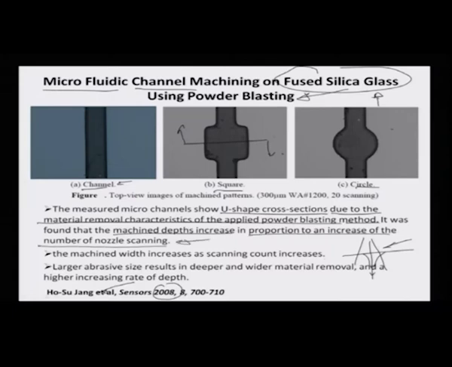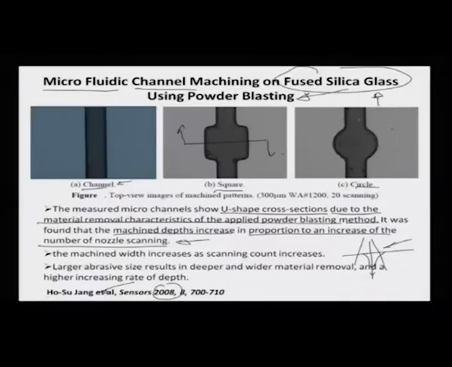So if you have only one scan as opposed to 10 scans, in the 10th scan, of course, the amount of thickness that would be covered by means of brittle fracture, or the depth of the channel, would be higher in nature. So Zhang et al. also found that the machined width increases as the scanning count increases. Both depth and width increase as the scanning count is increased.